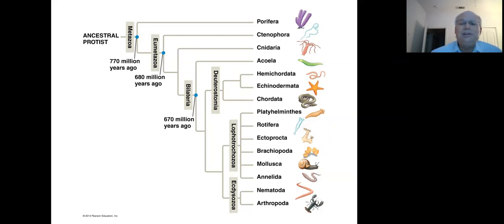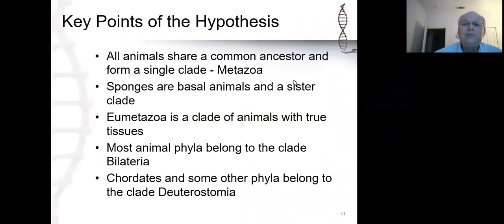So what is this phylogenetic tree telling us? Well, here are some of the key points of that phylogenetic tree. And notice I've used the term hypothesis here. Remember, a phylogenetic tree is always a hypothesis. It's our best answer to the question, what is the phylogeny of the animal kingdom, based on the data that we have right now. So here are some key ideas.